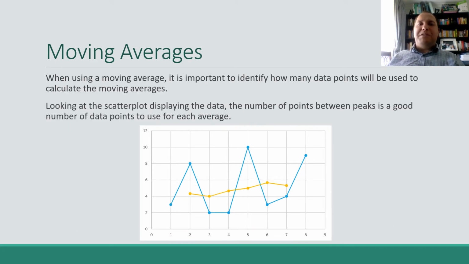When using a moving average, it's important to identify how many data points we'll use. We could use 3, 4, 5, but how many should we actually use? The best way is to look at the scatter plot and find the difference between peaks. Looking at this one, we've got a difference of 3: 1, 2, 3. Between our peak and our next peak, that's another 3. That's a big indicator that we should use a 3-point moving average. Once our graph is smoothed out, you can see our line is a lot smoother. That gives us the averages across a bunch of the series and a better indicator of what the data is doing.